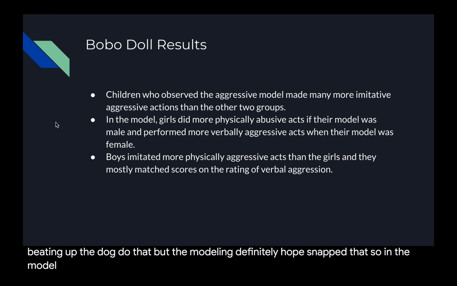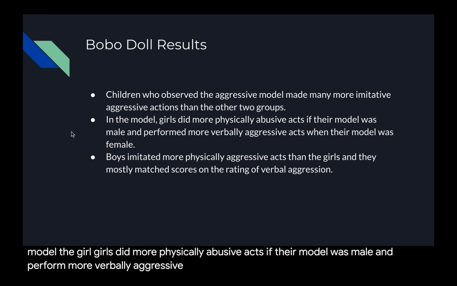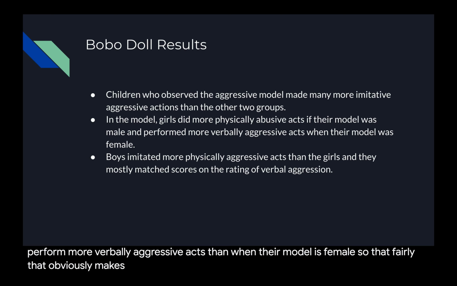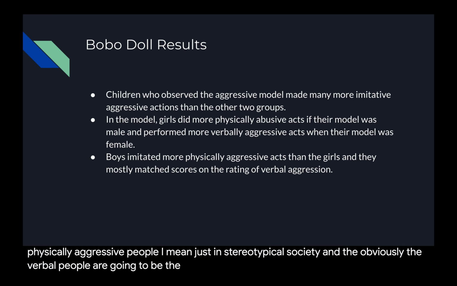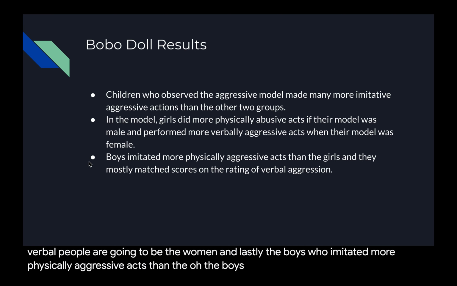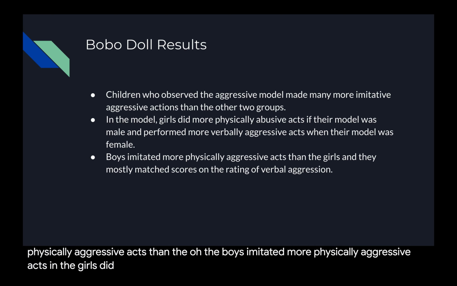In the results, the girls did more physically aggressive acts if their model was male, and performed more verbally aggressive acts than when their model was female. That obviously makes sense. We are definitely taught that men are more of the physically aggressive people, just in stereotypical society, and obviously the verbal people are going to be the women. And lastly, the boys imitated more physically aggressive acts than the girls did. And that makes sense to me.